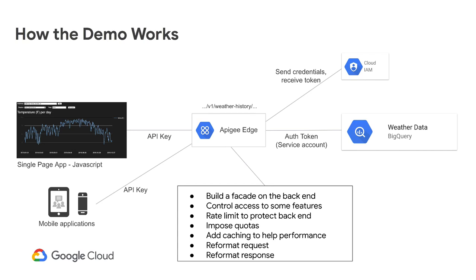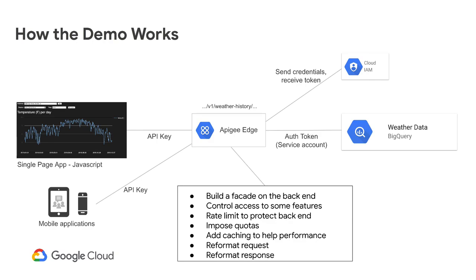So this is what I've got. On the back, all the way on the right-hand side here, we've got weather data stored in BigQuery. In order to get at that data, I've got to log in using a service account in Google Cloud. And in order to get credentials for that, I have to talk to Cloud Identity and Access Management. So I'm going to send some credentials over there, and it's going to return to me an OAuth token. And with every request I make into the weather database, I've got to send that credential as a header.